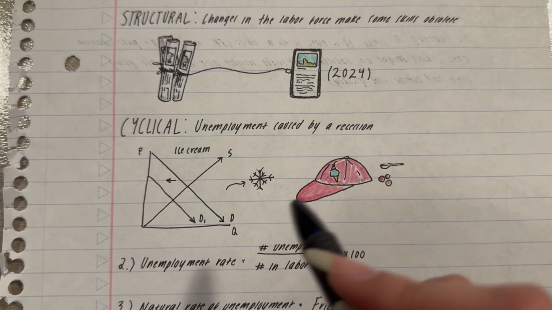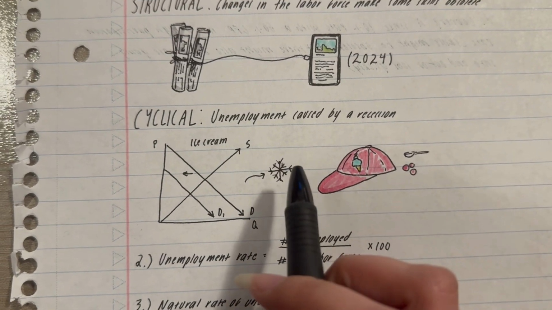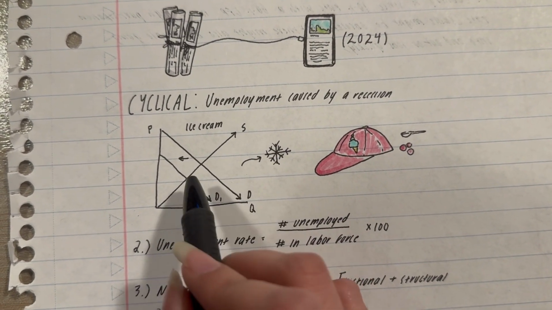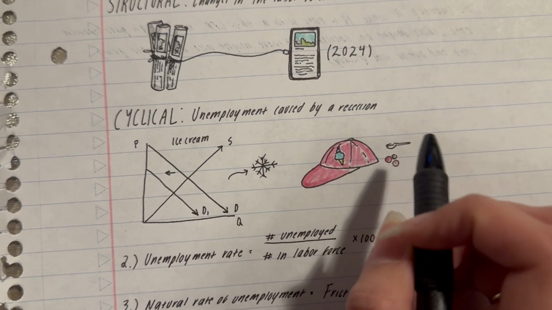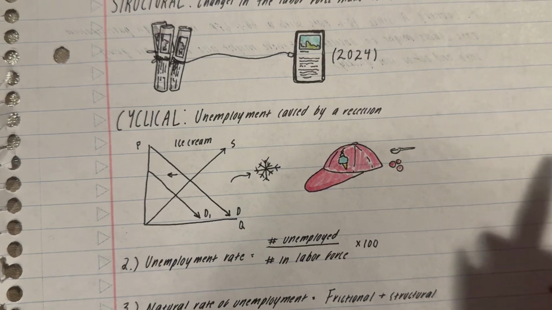Next is cyclical unemployment. So, this is unemployment caused by a recession. So, the example I have is essentially if the demand for ice cream goes down during the winter, then the demand for ice cream workers is also going to go down.